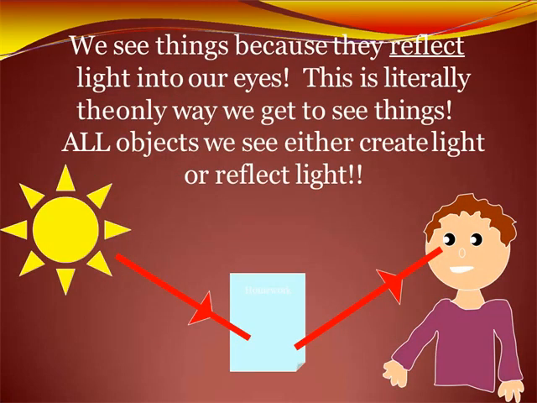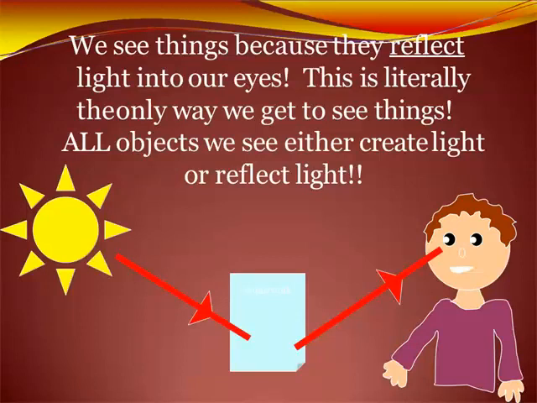Now we see things because they reflect light into our eyes. That means if this is an object, the light is reflected here and that reflection of light reaches our eyes. This is literally the only way we get to see things. All objects we see either create light or reflect light. So this was all what I was talking about.